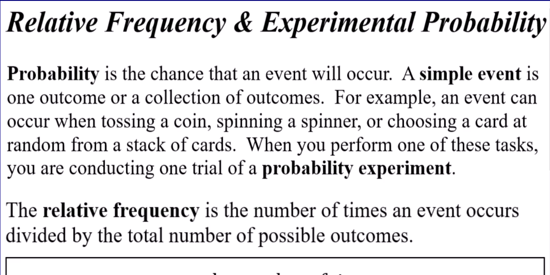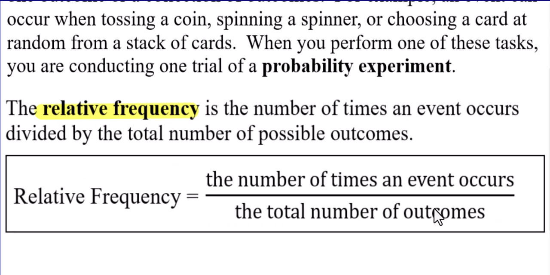The relative frequency. Okay, here's a first major vocabulary phrase. The relative frequency is the number of times an event occurs divided by the total number of possible outcomes. Here is the fraction that we are going to set up for relative frequency. The numerator will be the number of times that the event occurs. The denominator will be the total number of outcomes in the situation.